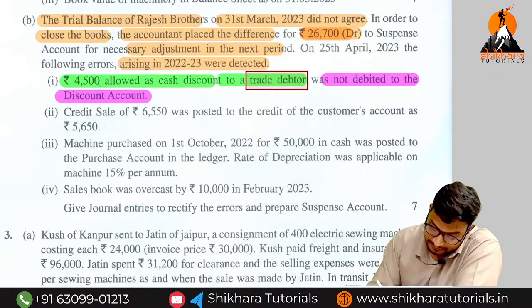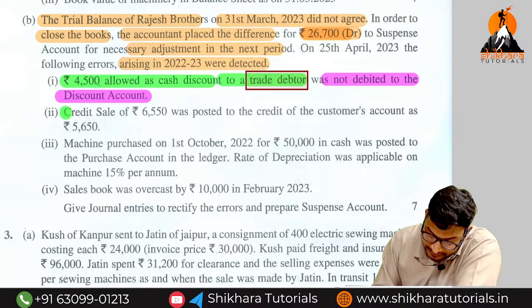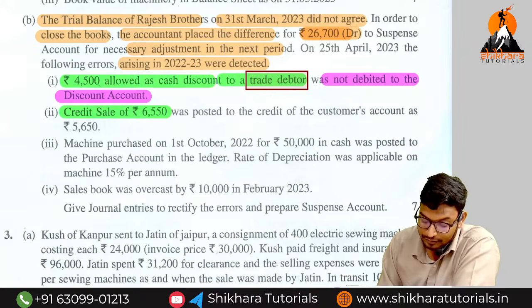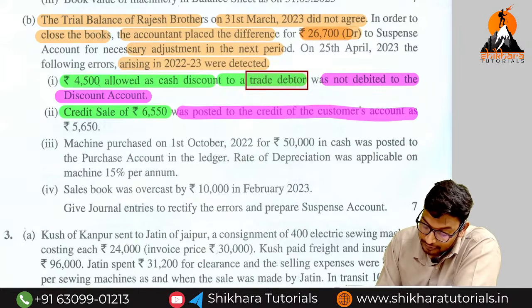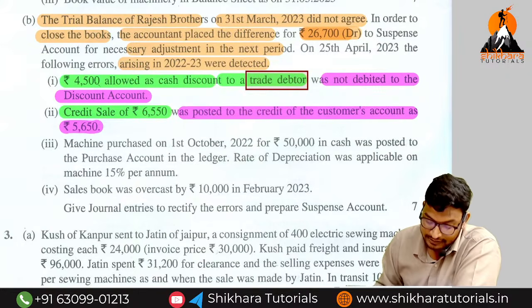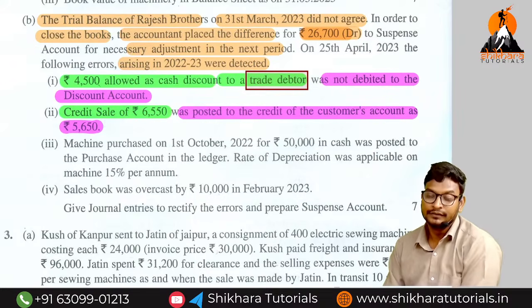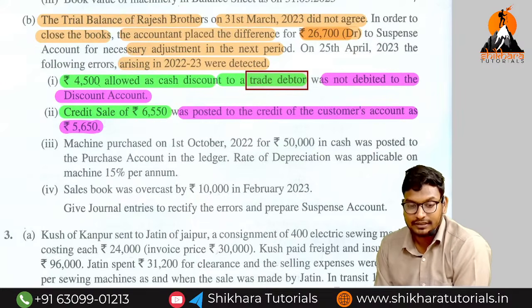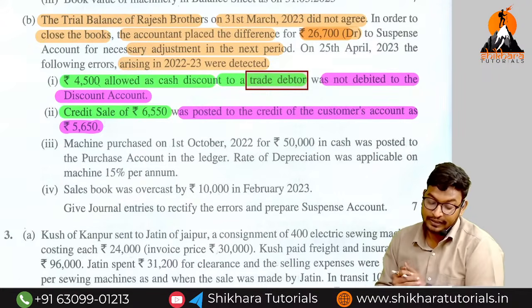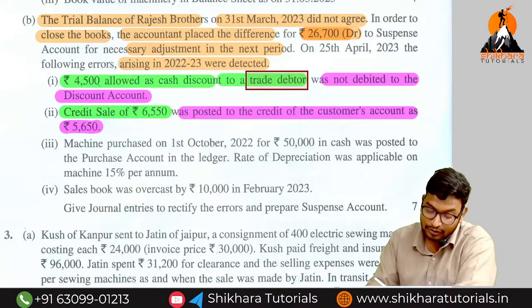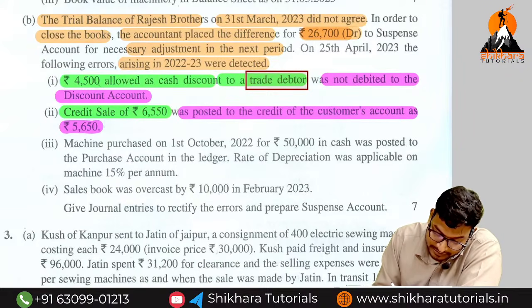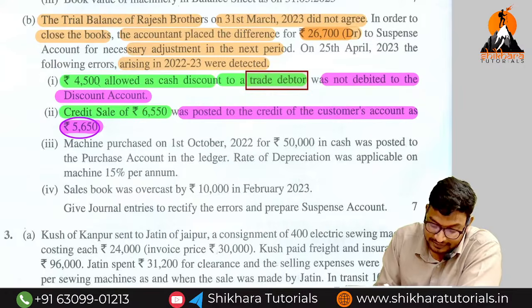Credit sales. Same. The first one is the right one. Credit sales of rupees how much? 6,550. And this is the actual transaction. What are they doing? It was posted to the credit of customer account as 5,650. What is the entry for the credit sales? Customer account debited to sales, nothing but debtor account debited to sales. In the debtor account, how much do you need to record? 6,550. But in the debtor account, how much have they recorded? 5,650. This is called undercast.